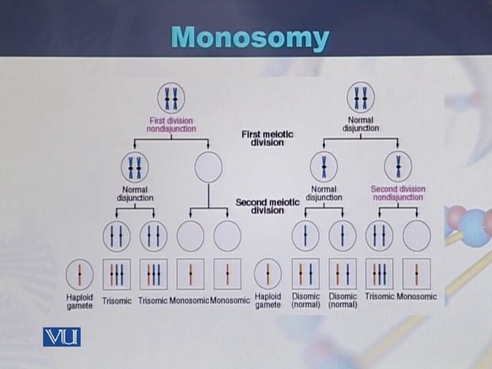Monosomy also occurs as a result of non-disjunction during meiosis. It can be produced as a result of first division non-disjunction that we can see here, and as a result these are the cells which are monosomic. It can also appear as a result of the second division. So if there is non-disjunction during the second division of meiosis, some of the cells will also be monosomic.